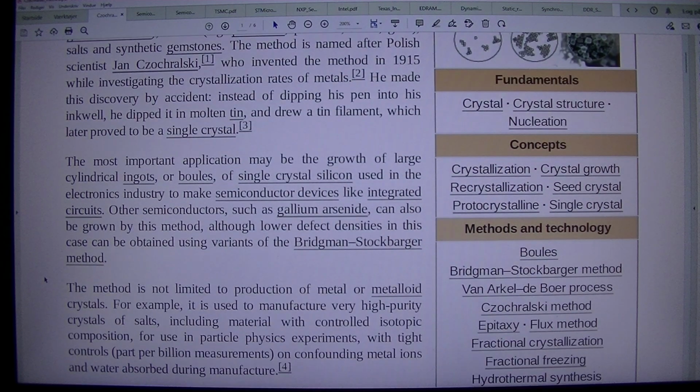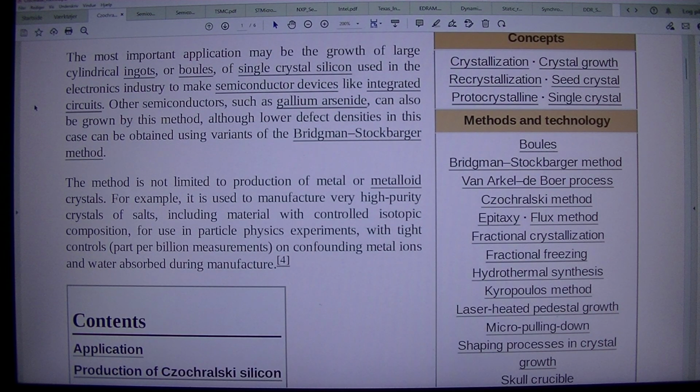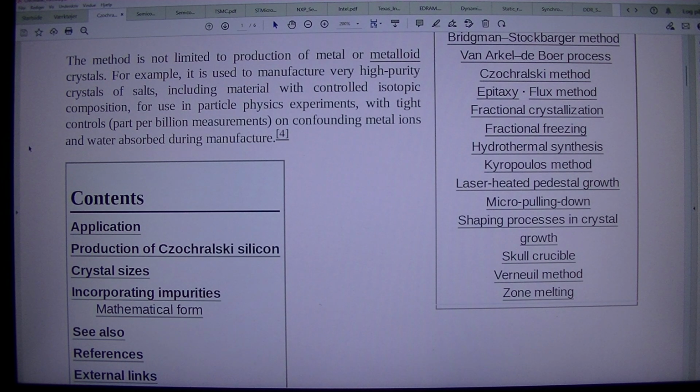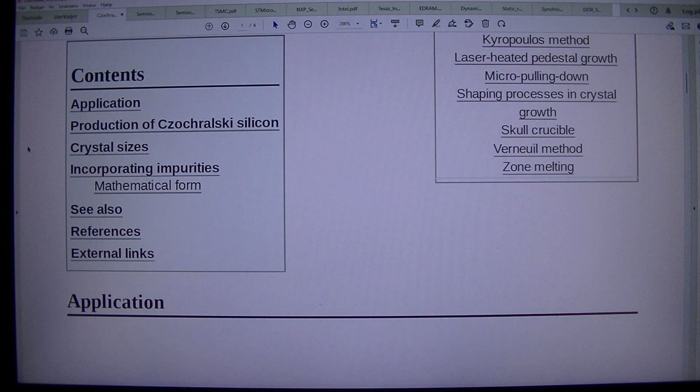The most important application may be the growth of large cylindrical ingots, or boules, of single crystal silicon used in the electronics industry to make semiconductor devices like integrated circuits. Other semiconductors, such as gallium arsenide, can also be grown by this method, although lower defect densities in this case can be obtained using variants of the Bridgman-Stockbarger method. The method is not limited to production of metal or metalloid crystals. For example, it is used to manufacture very high purity crystals of salts, including material with controlled isotopic composition, for use in particle physics experiments, with tight controls, part per billion measurements, on confounding metal ions and water absorbed during manufacture.